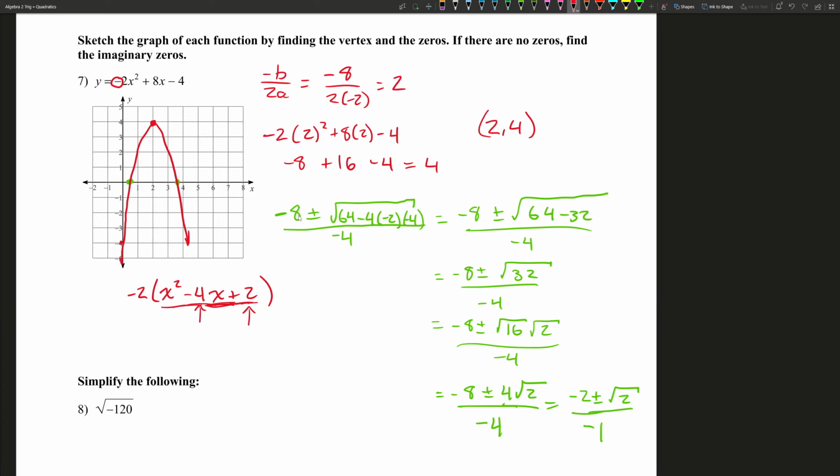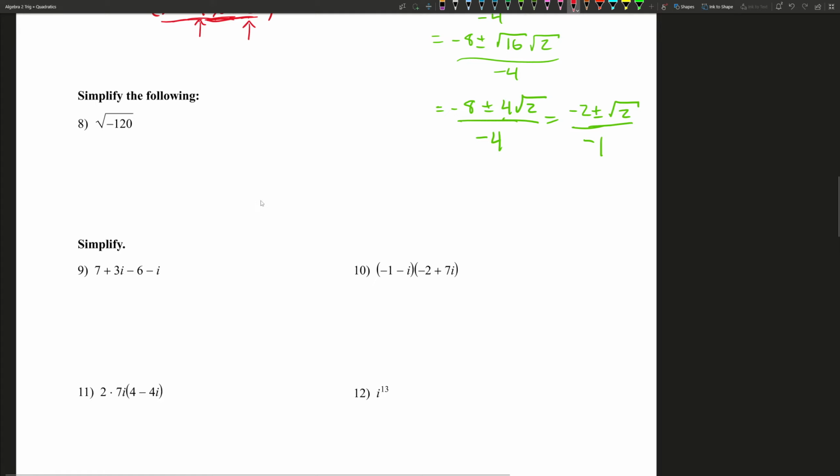All right. I want to go on to this next part, which a lot of is going to be pretty straightforward, because it's stuff that we've already done, at least in this test. Simplify the following. That's the whole goal of this. We just need to simplify or rationalize. All right, so square root of negative 120.